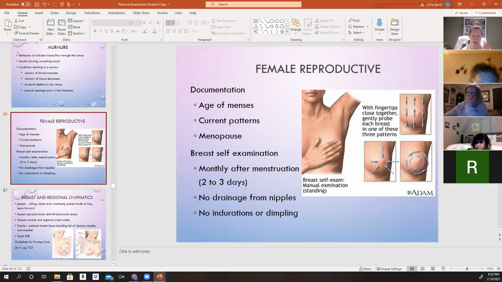So usually a couple days after your period has ended, you want to make sure that they're checking that there's no drainage coming from their nipples. They don't have any indurations or any dimpling. That can be a sign of certain breast cancers, because the tumors grow and they start to pull on that skin.